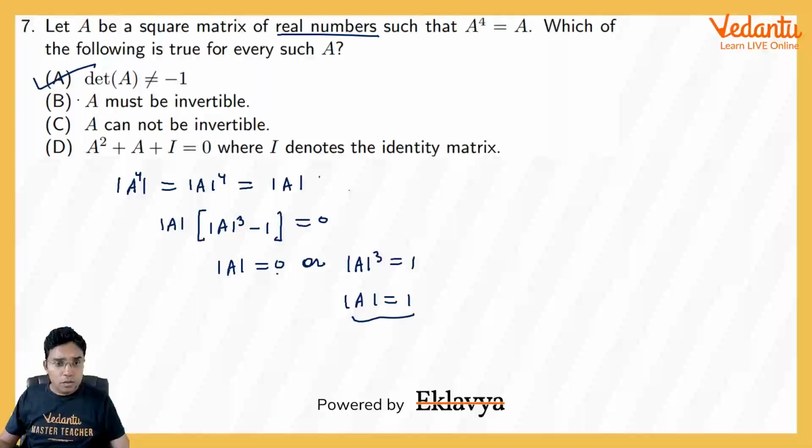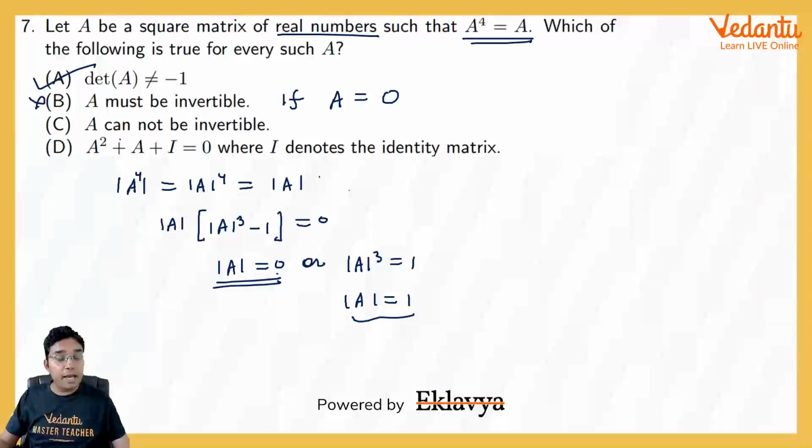Now, although my question is done, let us see whether B, C, D are correct, or we can directly say they will be wrong. A must be invertible. Must be invertible means determinant value should not be 0. But as we said, determinant value can be 0 also. In fact, if you take one example, A as a null matrix where all entries are 0, then it cannot be invertible and still this relation is satisfied. So this B is wrong.